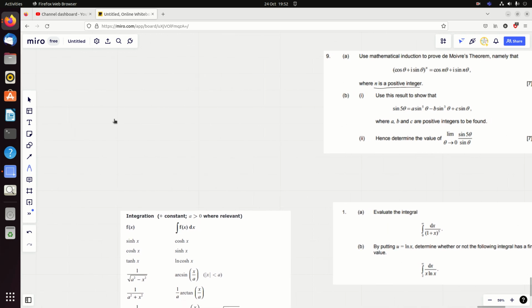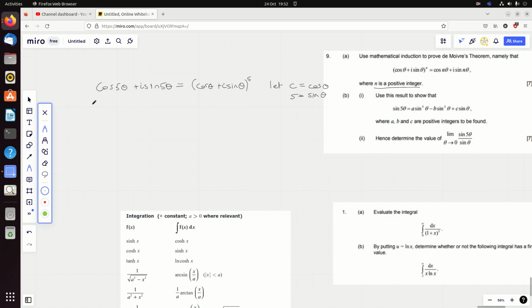Well, the way we want to do this is we want to say, okay, well, firstly note that cos 5 theta plus i sine 5 theta is going to be equal to cos theta plus i sine theta to the power of 5 by De Moivre's, yeah? Now, before you do this, let c equal cos theta and s equal sine theta for your own sanity here. Because what we can say is we need the imaginary component of this expansion, yeah? Because the imaginary component will be sine 5 theta.